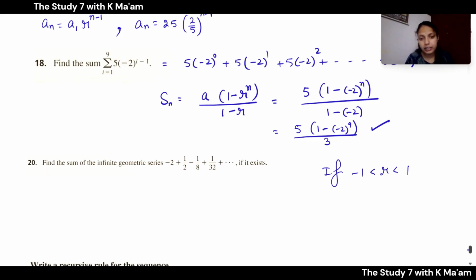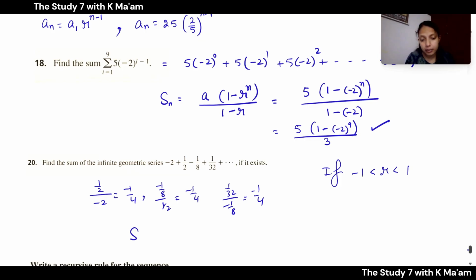So let's see what the common ratio is. Second term over first term, I'm getting -1 by 4. Third term over second term, I'm getting -1 by 4. Fourth term over third term, I'm getting 1 by 4, negative. So every time the common ratio is -1 by 4, and -1 by 4 lies between -1 and 1. So yes, we can find its sum.